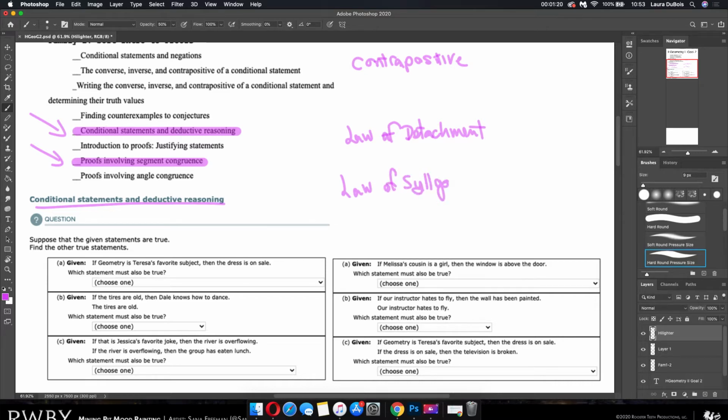Not that I can spell, apparently. Good job, Ms. Dubois. Syllogism.